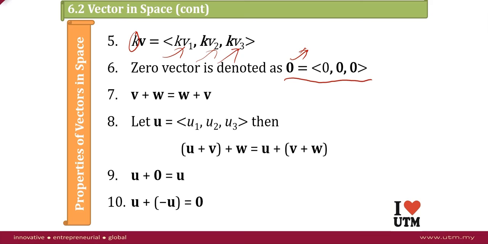And v plus w is equal to w plus v. And if let's say u equals u1, u2, u3, then (u plus v) plus w can also be written as u plus (v plus w). These are the same as each other. And u plus 0 will equal u, and u plus negative u will equal 0. The properties are quite similar to common addition properties.